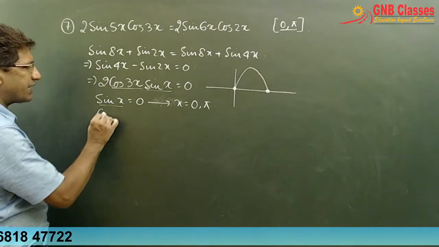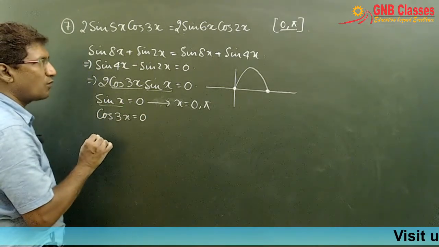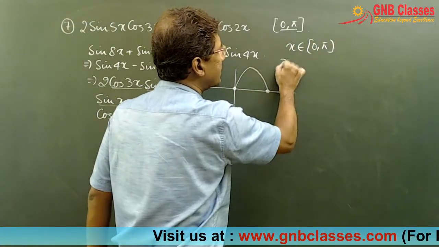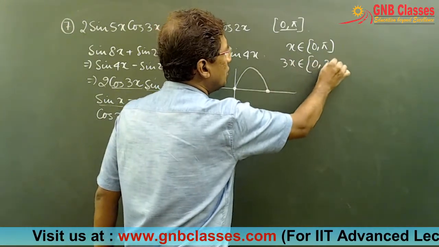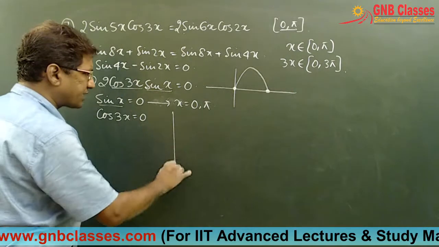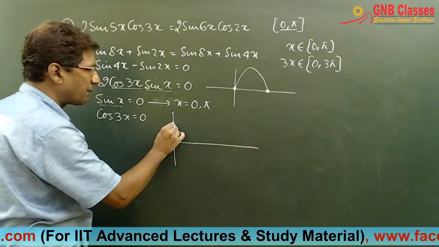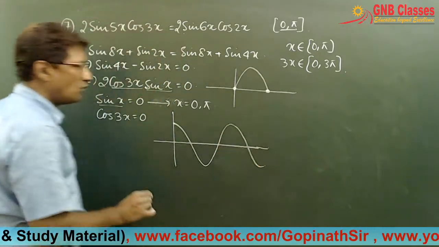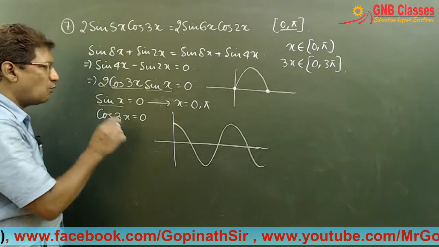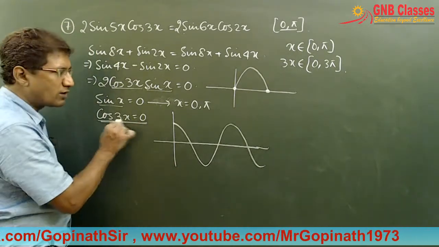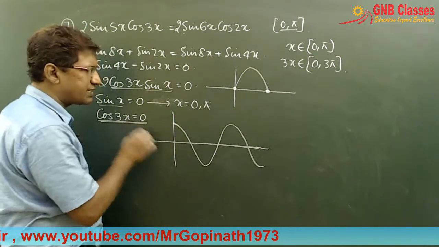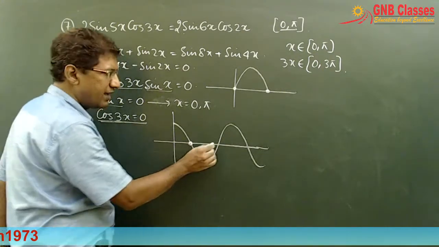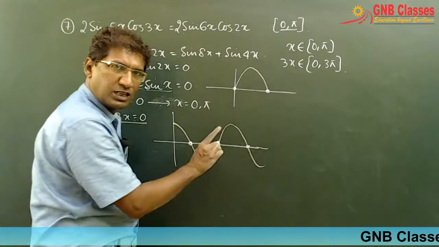Okay. Now, in the second case, we are getting cos 3x equals 0. Now you see your x is lying between 0 to pi. So 3x will lie between what? 0 to 3 pi. Now let me draw the graph of cos x from 0 to 3 pi. 2 pi, then 3 pi, right? Now from this graph, we can easily see where cos x equals 0. Cos x equals 0 in how many points? Cos 3x equals 0 is at this point, and at this point. Is it clear?